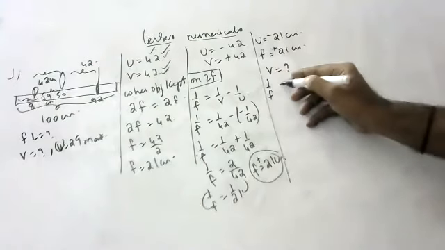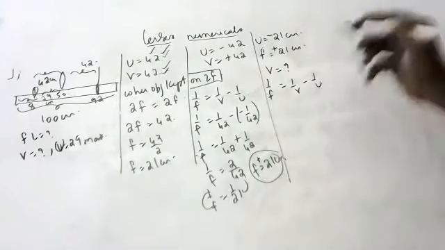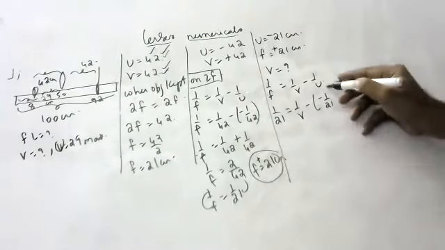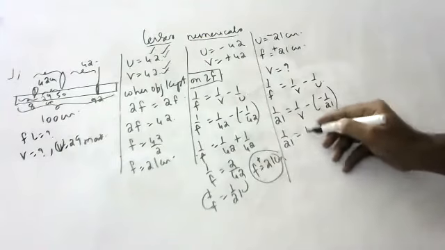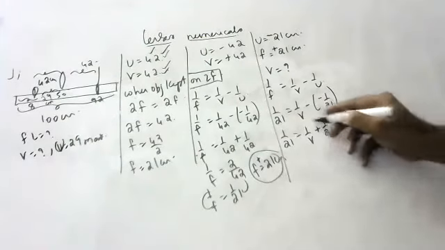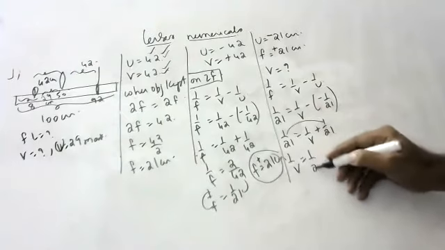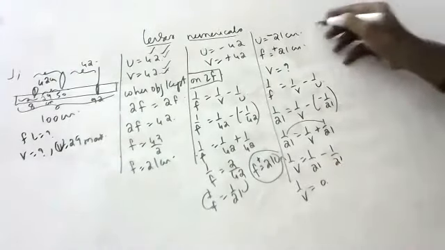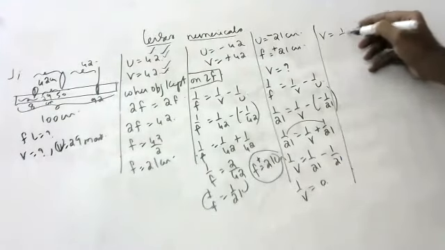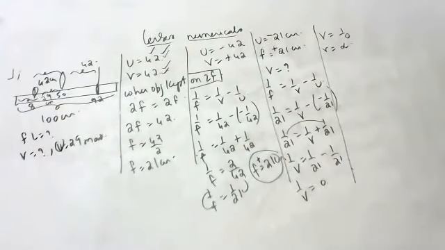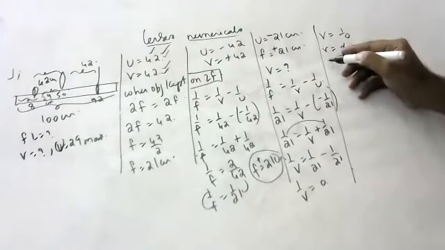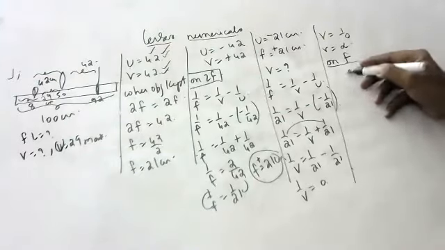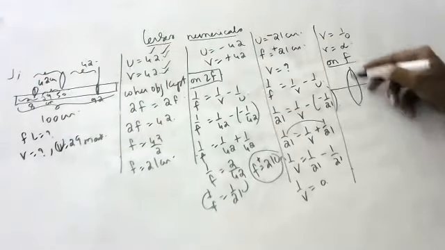Now 1 by f is equal to 1 by v minus 1 by u. 1 by 21 is equal to 1 by v minus of minus 1 by 21. So 1 by 21 is equal to 1 by v plus 1 by 21. 1 by v is equal to 1 by 21 minus 1 by 21, which is 0. So v is equal to 1 by 0, v is equal to infinity. If you remember, when object is kept on f, image is formed at infinity.